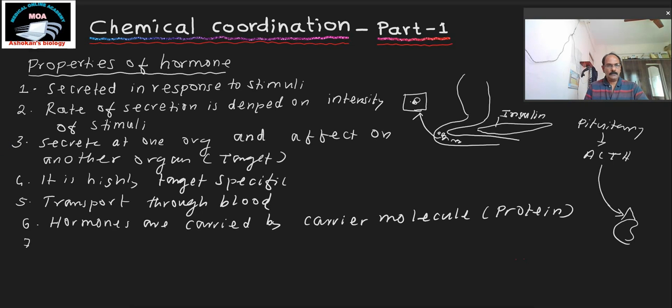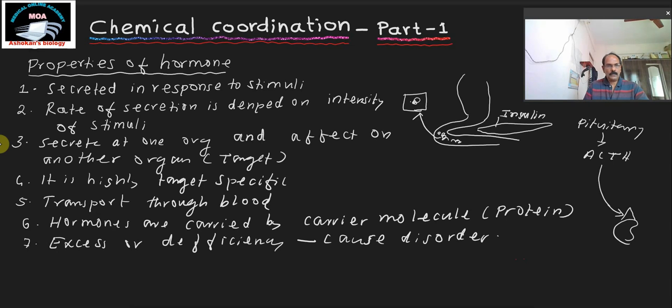Then the seventh character, that is excess secretion, ज्यादा secretion, excess or deficiency. कमी पण झाले, जास्त पण चालत नाही आणि कमी पण चालत नाही. Excess or deficiency causes disorder. So it causes काही रोग येणार आहे. Disorder means रोग. Okay. So those are the different characters of the hormone.